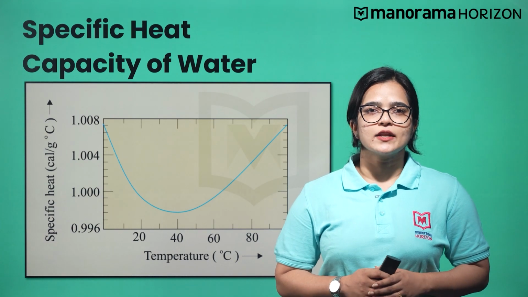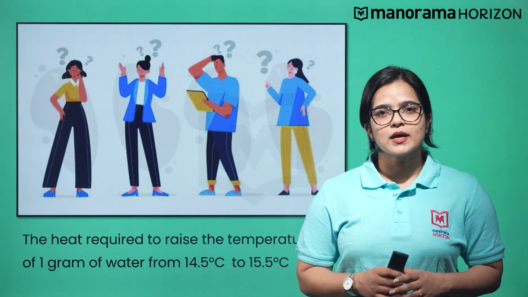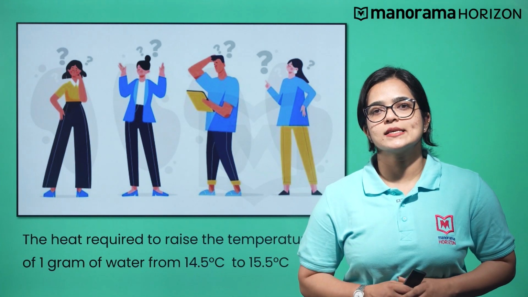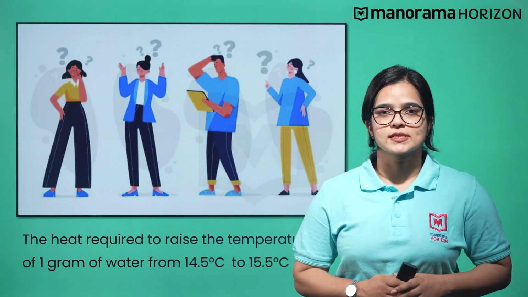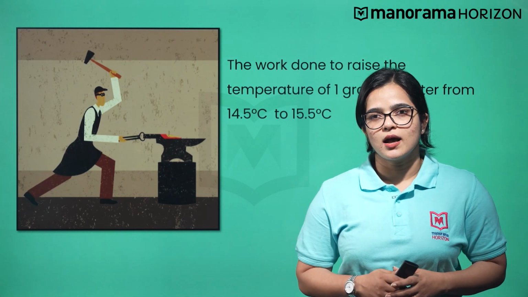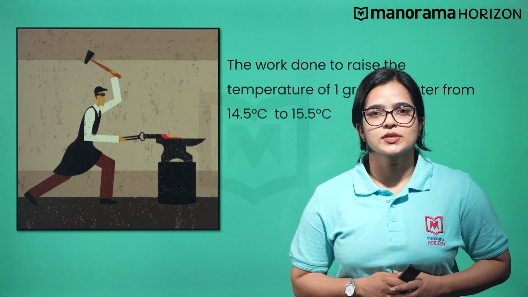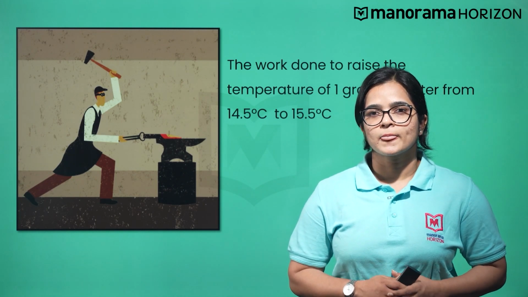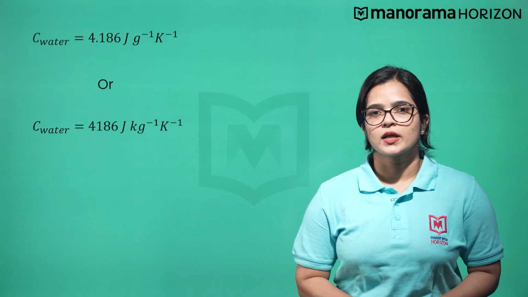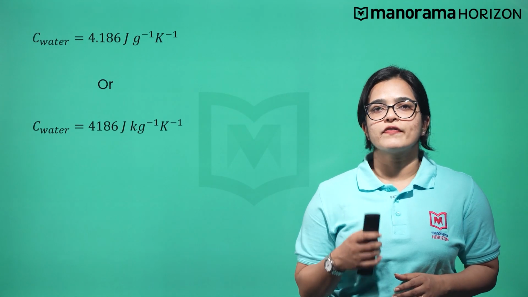This made the then scientific community redefine the term calorie. The new definition of calorie was framed as the heat required to raise the temperature of 1 gram of water from 14.5 degrees Celsius to 15.5 degrees Celsius. Later, the mechanical equivalent of heat was defined in terms of work done as the work done to raise the temperature of 1 gram of water from 14.5 degrees Celsius to 15.5 degrees Celsius. This was numerically found to be 4.186 Joule gram raised to minus 1. Since heat is identified as a form of energy, the unit of heat was modified to joules.